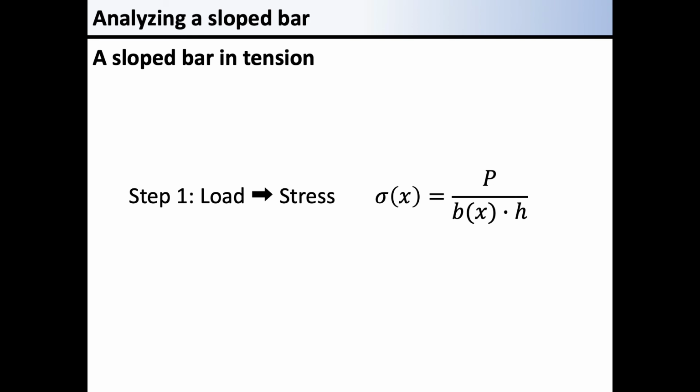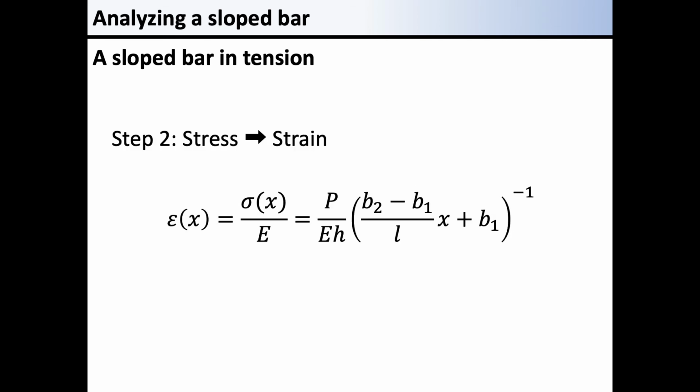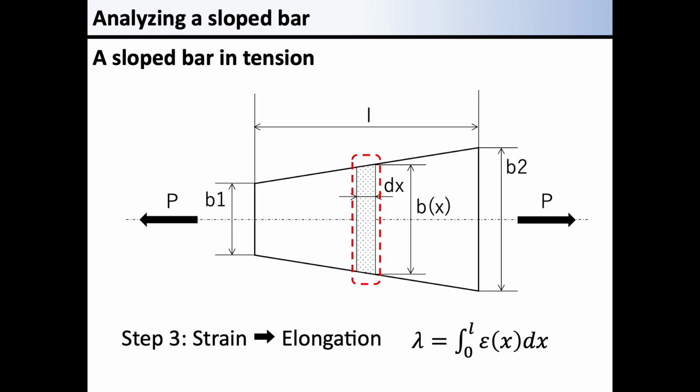We first get the stress, dividing the load by the cross-section area. We divide the stress that has come out by the Young modulus to calculate the strain. This is the procedure to get strain in this problem. It should be noted that both stress and strain are given as a function of x, the longitudinal coordinate of the bar. So, the total elongation can be calculated by integrating this strain over the fraction dx.